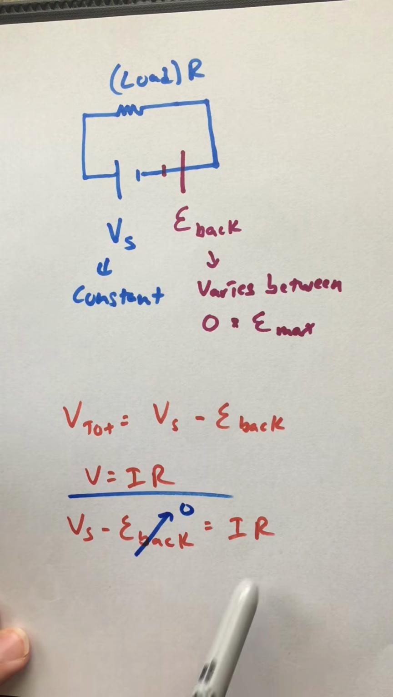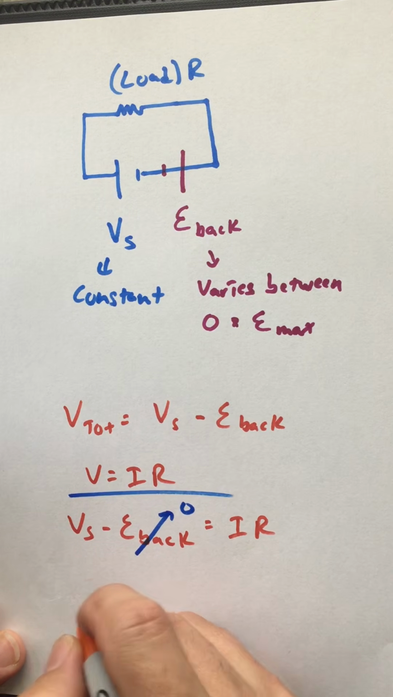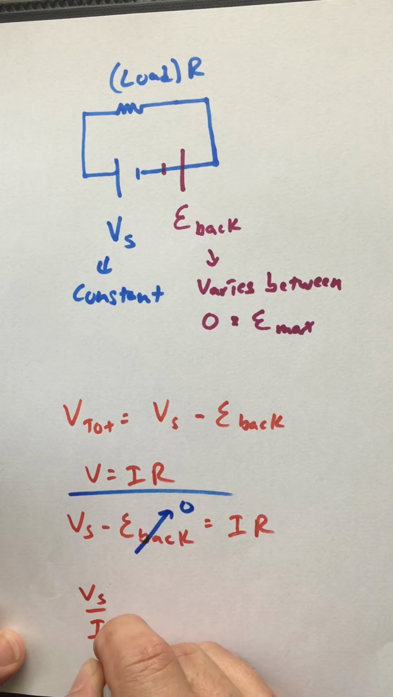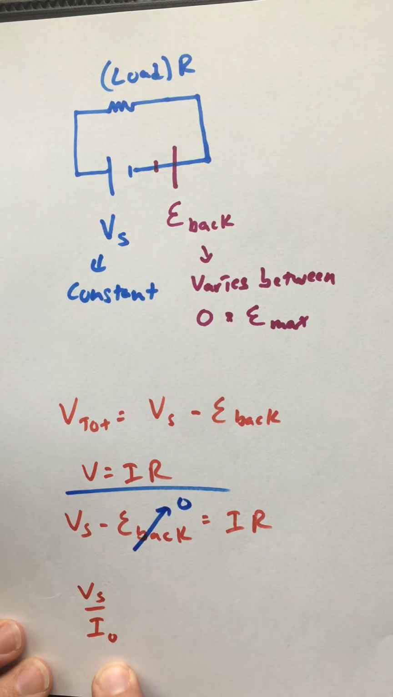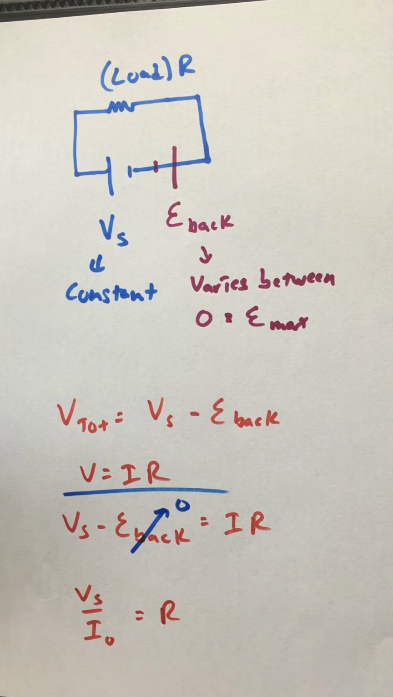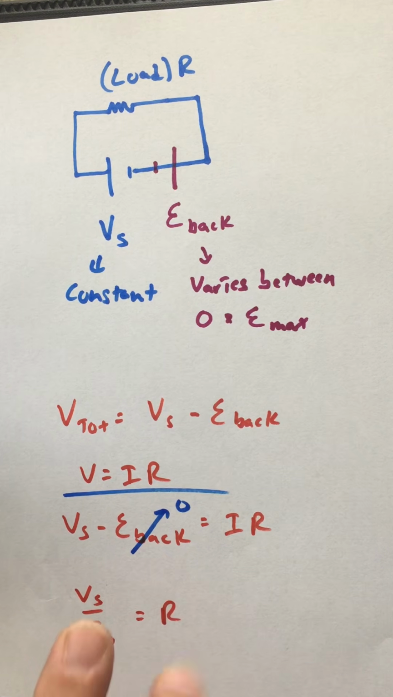Let's say that I'm asked to solve for the resistance. I'm given the initial current and asked to solve for the resistance. What I do at that point is say, okay, well then Vs over I naught, because that would be my initial current, is equal to R. Just as simple as that. The physics comes in from knowing that the back EMF is 0 right when you turn on the circuit.